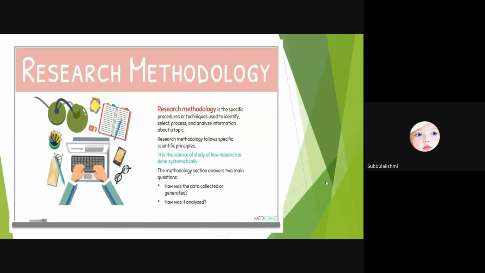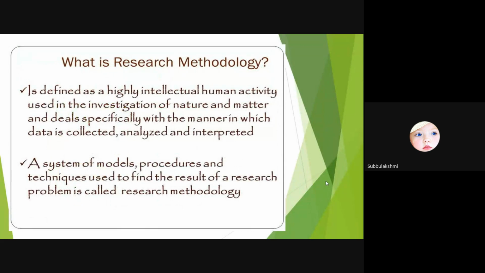So research methodology is a science. It has certain principles. It is similar to science. Okay. We have two questions. The methodology section answers two main questions: How was the data collected? How was it analyzed? So what is my problem? How did I collect my data and how am I going to analyze it? This is very, very important because based on the analysis only, we give the solution for it.